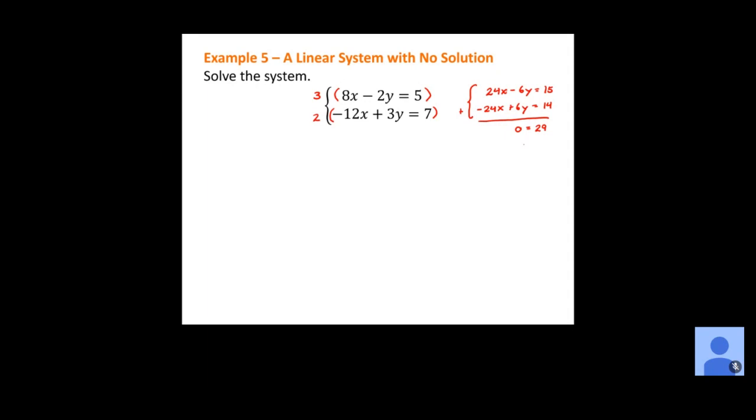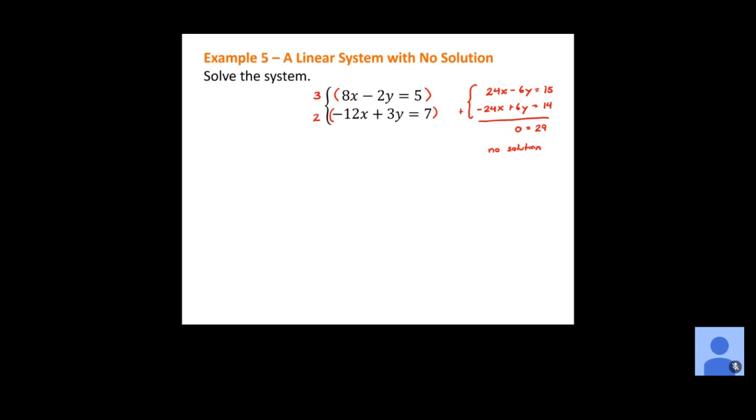Well, 0 is not actually equal to 29. This is a false statement. Therefore, we would say that this system has no solution. Now, what that means is that if we were to graph these two lines, they should be parallel to each other. And so we could actually check this in Desmos to make sure that we actually have parallel lines.